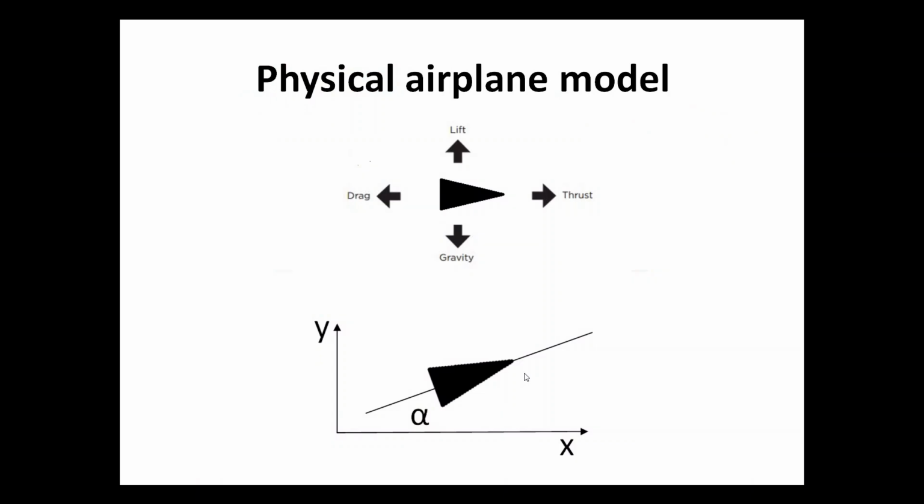Regarding our physical model, we have the simplest airplane model where we have thrust, drag, lift and gravity. And we are changing only the alpha, only the angle of this triangle, of this airplane, relative to the airflow.